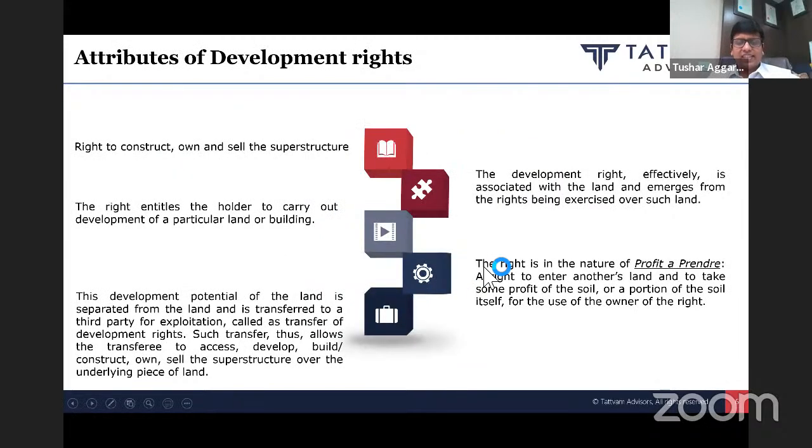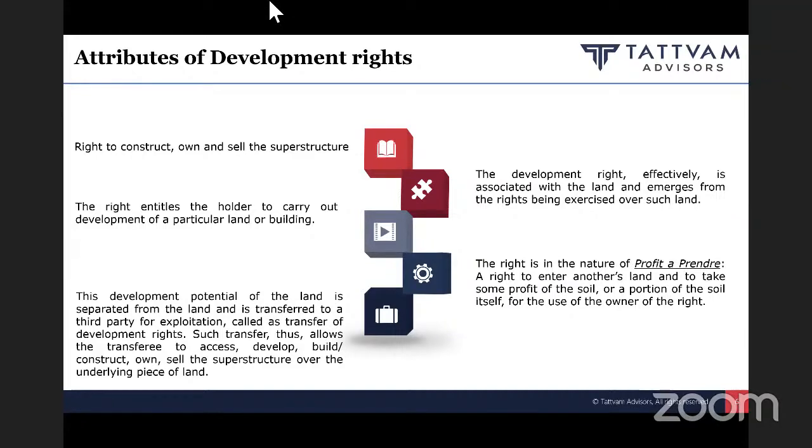So again and again, this term which I am using, that in a joint development agreement, the landowner gives the development rights to the developer so that the developer can develop the project, market, sell. So what do we mean by this development right? What is the nature of this development right? What are the attributes of this development right? Friends, development right, very important, is a right to construct, own and sell the superstructure. This is the right which is given by the landowner to the developer.